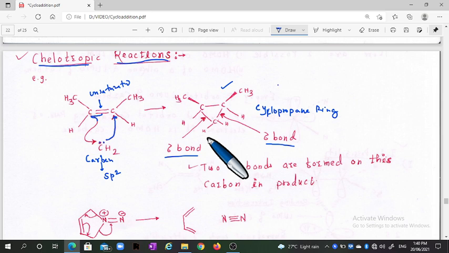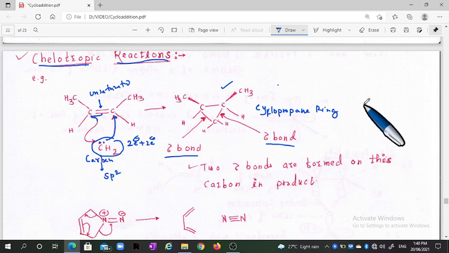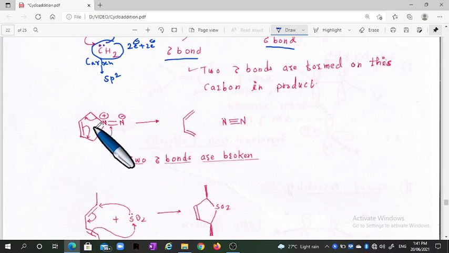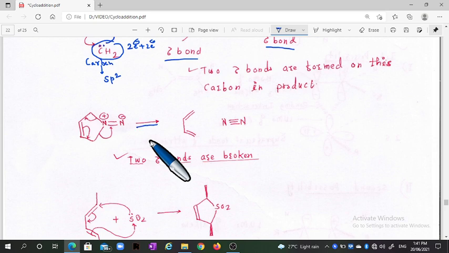In this case, for this carbene we consider 2 electrons, and for this unsaturated system plus 2 electrons. Therefore, this type of reaction is the 2 plus 2 cycloaddition reaction. The second example is again a cheletropic reaction, and it is a reversible reaction.